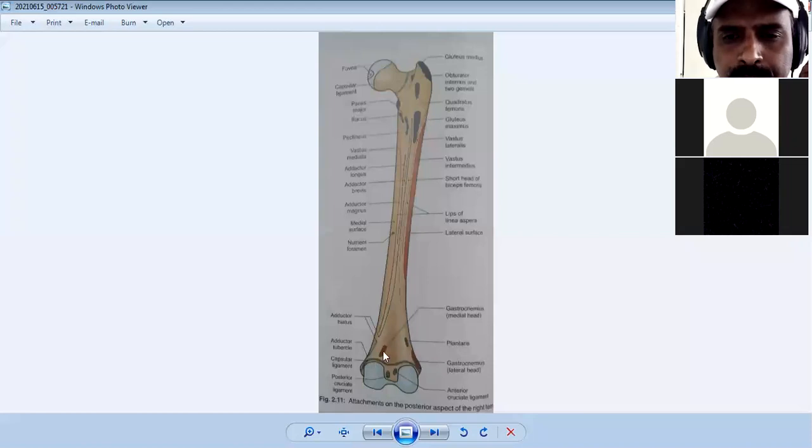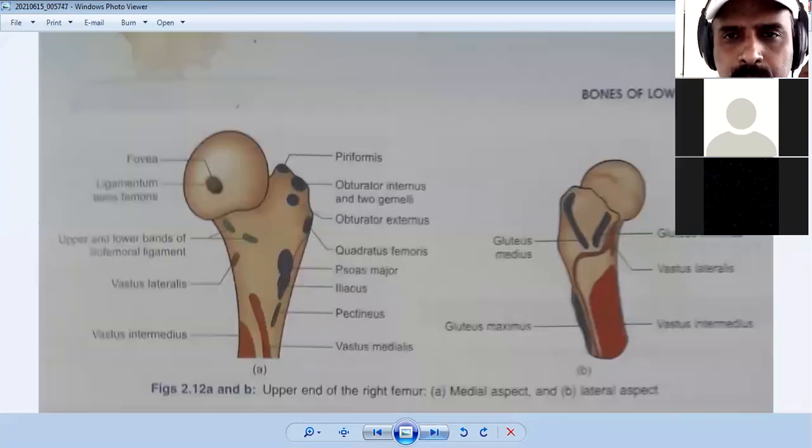Lower end on the posterior aspect: the lateral supracondylar line gives attachment to the lateral head of gastrocnemius. Above that, we get the origin of plantaris. And on the medial side, we get the medial head of gastrocnemius. On the popliteal surface, medial supracondylar line, there is the origin of the medial head of gastrocnemius. Lateral lower part, lateral head of gastrocnemius, and above that plantaris takes origin. So this is all about the total muscle attachments of the femur.